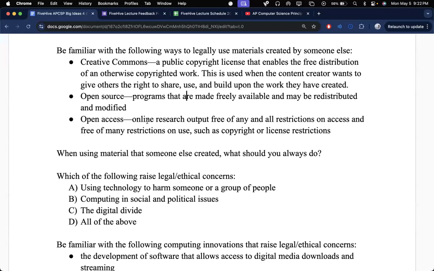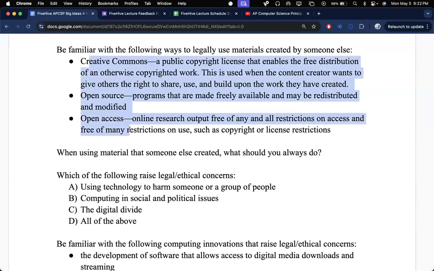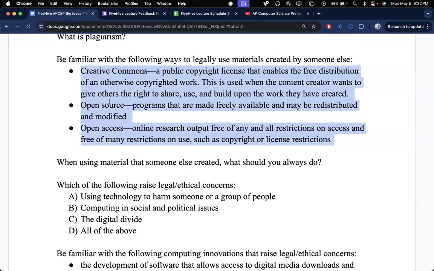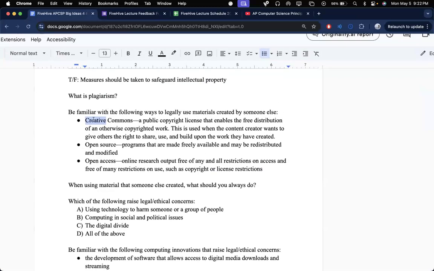A good example of this, if you guys have ever done any screen recording on your computer, one program you may have used is called OBS, Open Broadcaster Software. It's an open source program that allows anybody to see the code, see how it's working, and be able to use that program for free. And open access is for online research. So this is more research focused, right? Output free of any and all restrictions on access. So these three we need to be super familiar with. They will definitely ask you about these types of questions. So any questions with these three things, Creative Commons, open source, or open access?